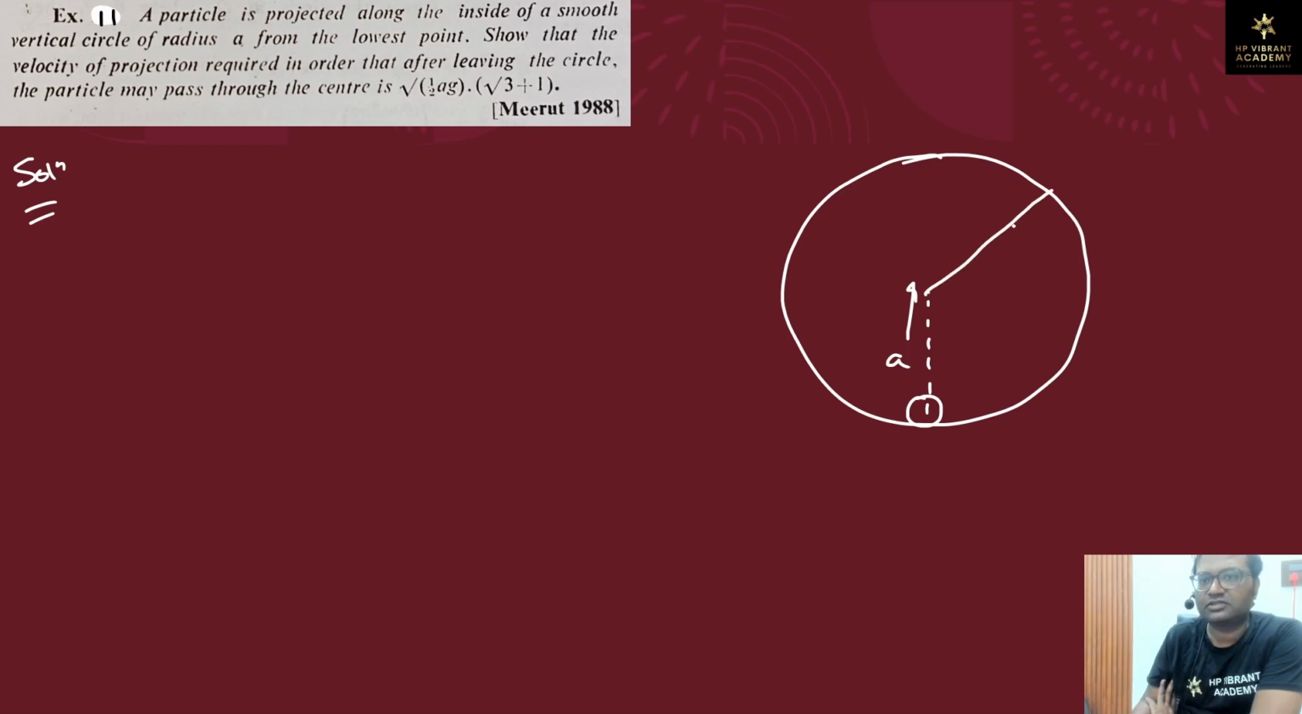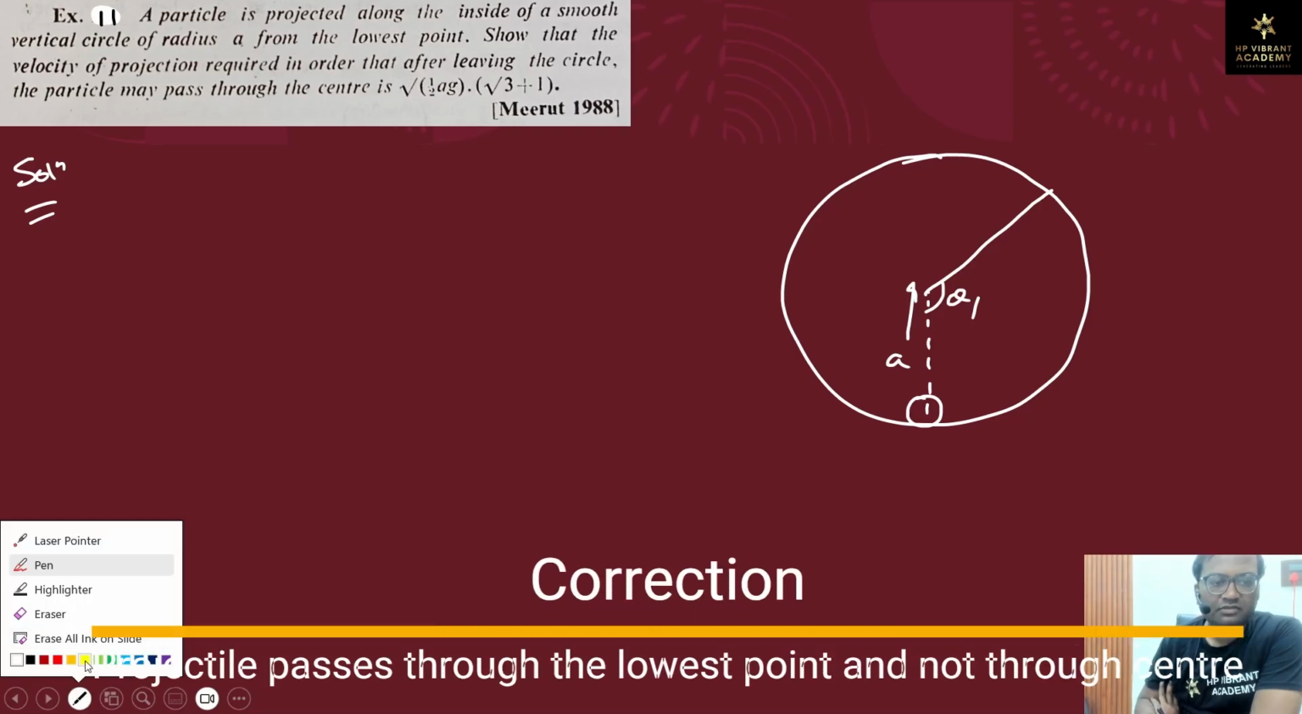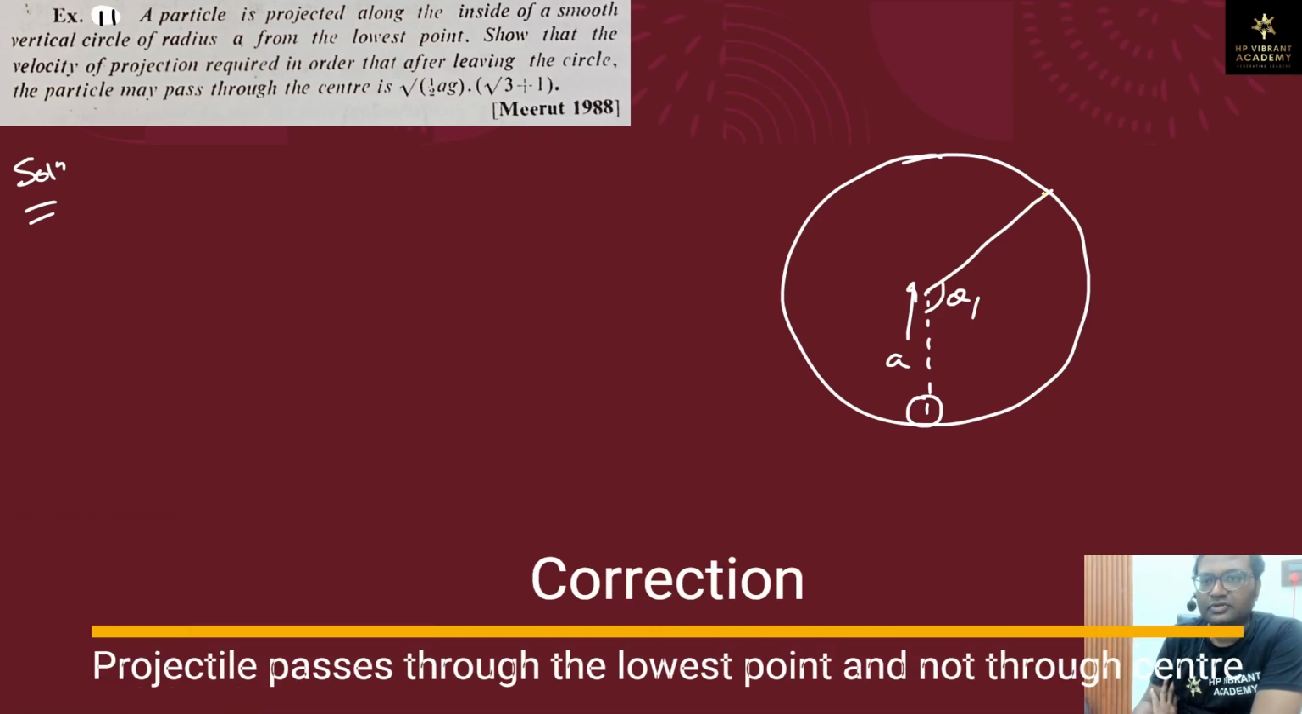center. So let us consider at an angle theta 1, it leaves the circle and it passes through the lowest point. So this is the path of the projectile. So let us find theta 1 first. At theta 1, this particle is leaving the circle. This means R is equal to 0 here.